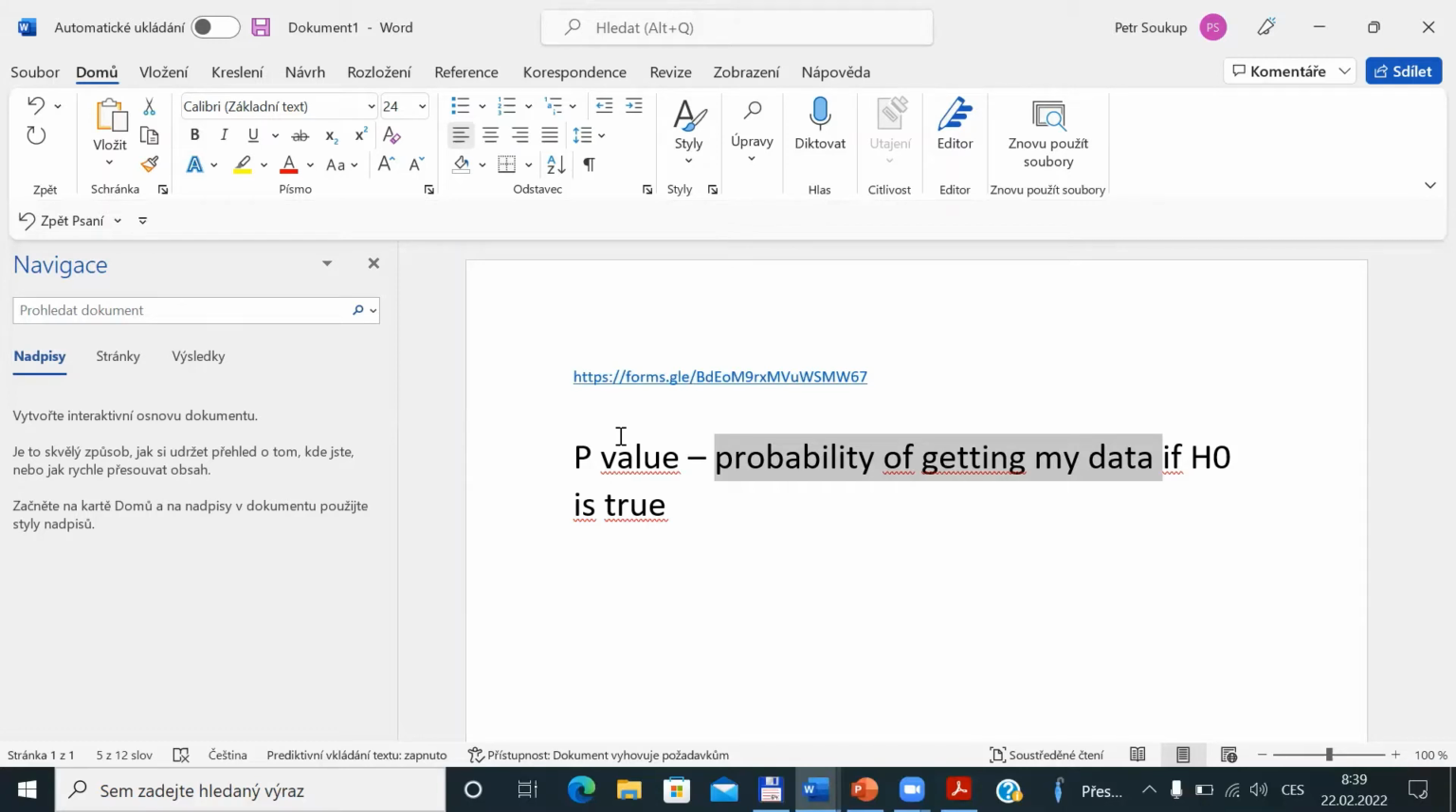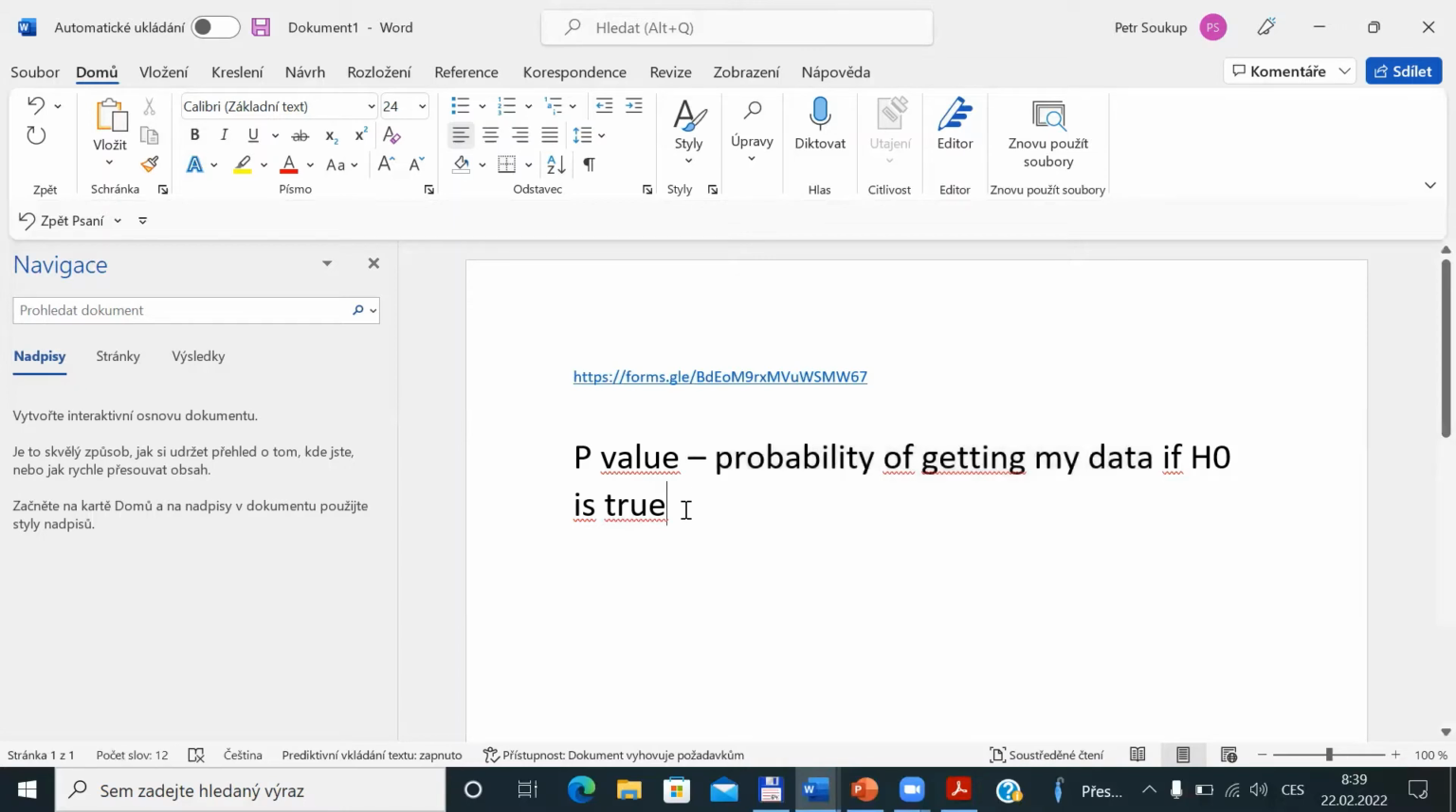Maybe you remember some discussion about p-values and statistical testing from previous statistical courses, where you applied a normal curve, and the p-value was described as the area below this curve from some point up to the extreme right or up to the extreme left. So this is, if I get my data or even worse data, which means more contradicting the null hypothesis. Once again, it is the probability of getting my data if the null hypothesis is true. That's the correct definition of p-value.